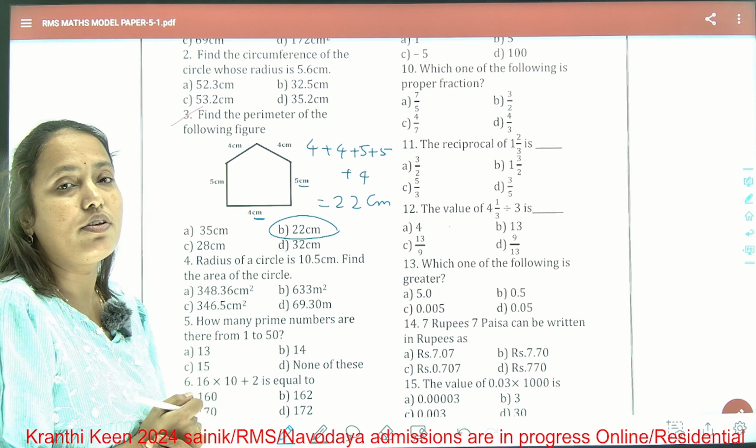But it's absolutely wrong. Whenever they give the reciprocal of a mixed fraction, we need to convert it into an improper fraction first. After that we need to write the reciprocal. Suppose 1 2 by 3. 1 2 by 3 is nothing but 3 times 1 is 3, 3 plus 2 is 5, so 5 by 3. Now what is the reciprocal of 5 by 3?